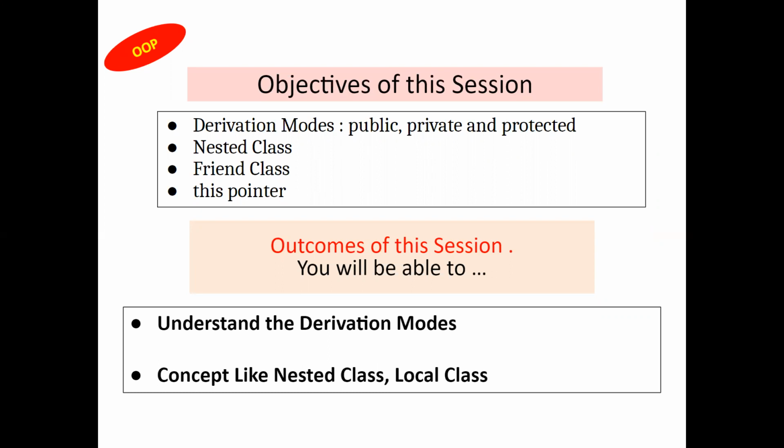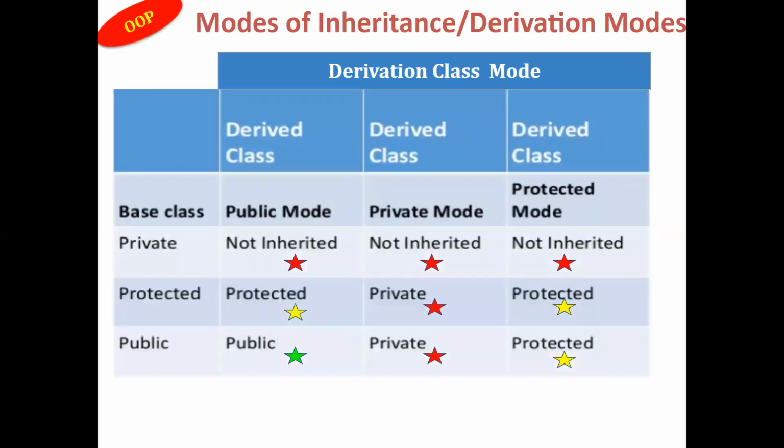and nested class. Now, modes of derivation. As we all know, there are various access specifiers: private, public, and protected. The purpose of private is that it cannot be accessed by any other classes, only the class itself. Protected members can be accessed by the derived class, and public members can be accessed by all the classes. So the type of derivation mode is a similar type of mode.